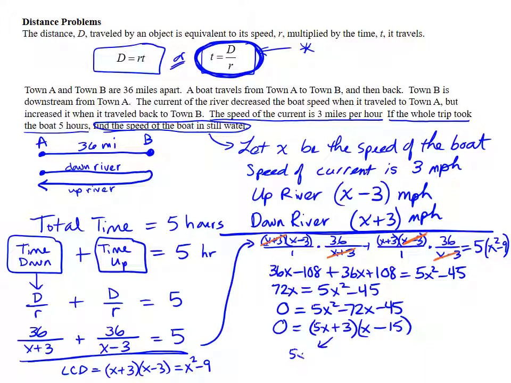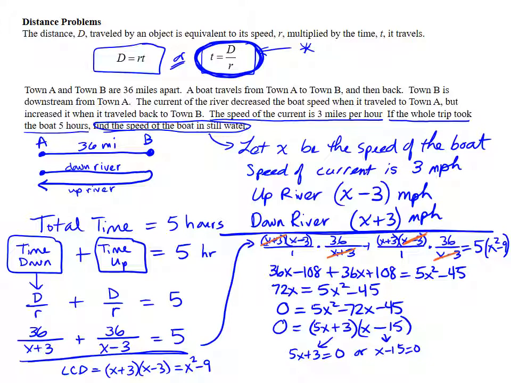So I have 5x plus 3 equals 0, or x minus 15 equals 0. Again, this factorization, if you need to do the AC method, just do it off to the side. It clutters it up if you put it on the page. Just do it on scratch paper. That way you're just putting into the equation your result when you factor.